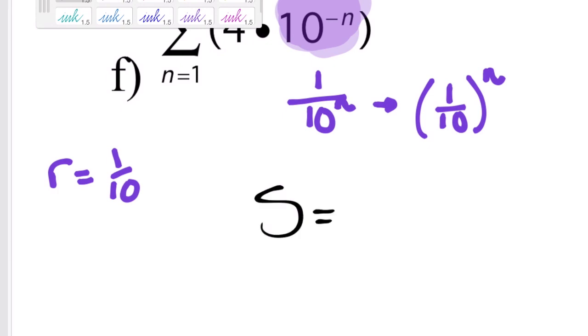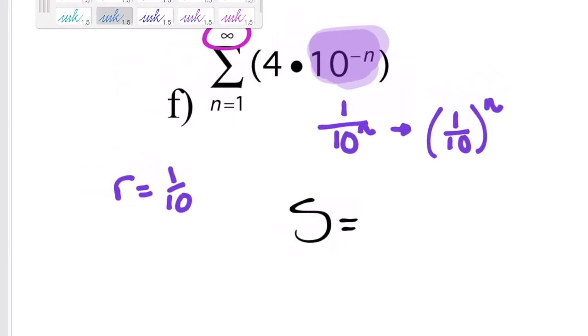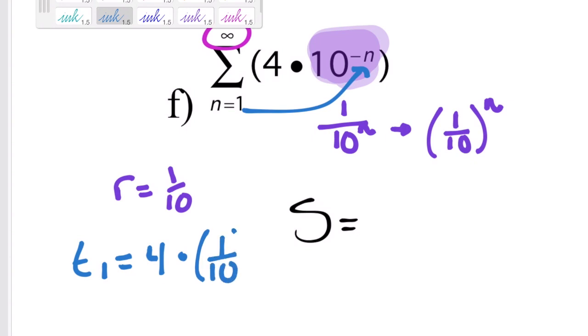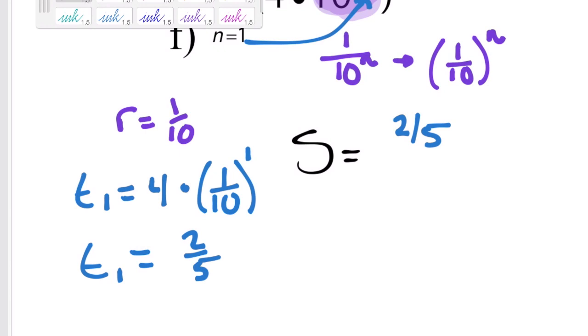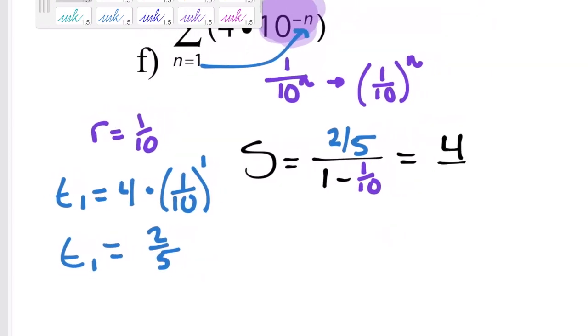Then, I also need my first term, so I'll figure that out by plugging 1 into the situation. So 4 times 1/10 to the first power, so basically 4 over 10, which is basically 2/5, or 0.4, whatever you want to do. So plugging this in, I'd have 2/5 over 1 minus my 1/10. Solving that out, we end up with 4 over 9.